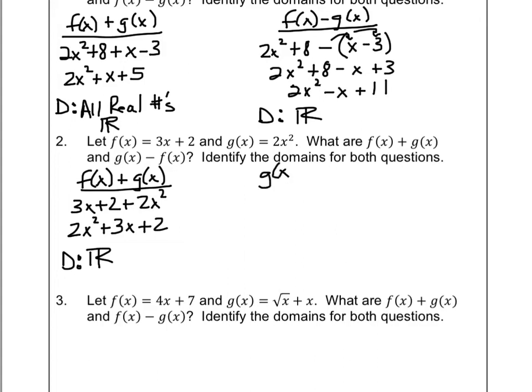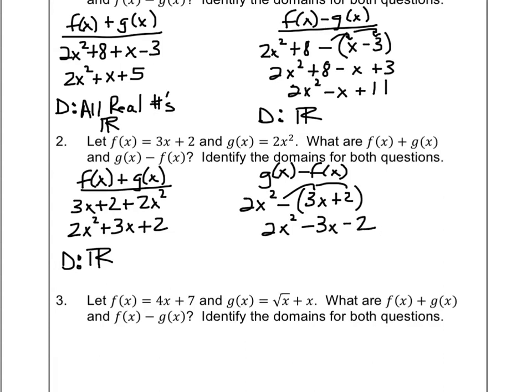Okay, next one is g of x minus f of x. So we got to be careful. G of x is 2x squared minus f of x is 3x plus 2. Again, got to distribute the negative. So this is 2x squared minus 3x and minus 2.